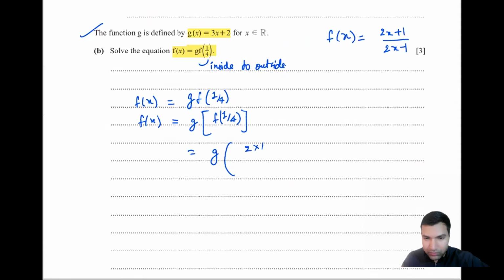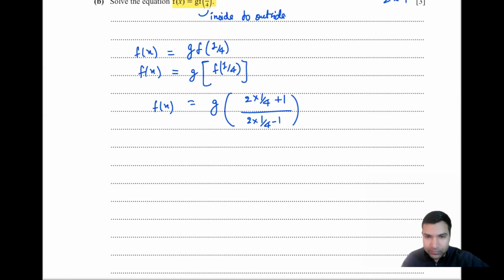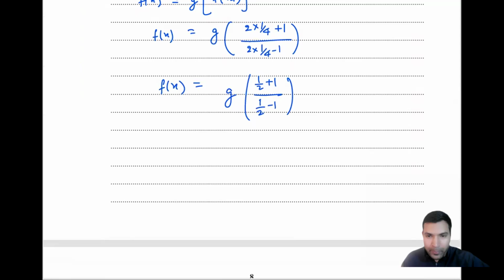So 2 times 1 by 4 plus 1 over 2 times 1 by 4 minus 1, right? So this becomes half plus 1 over half minus 1. And that's g of this. Now this becomes 3 by 2 and this becomes negative 1 by 2. 2 and 2 cancels out. We get g of negative 3.